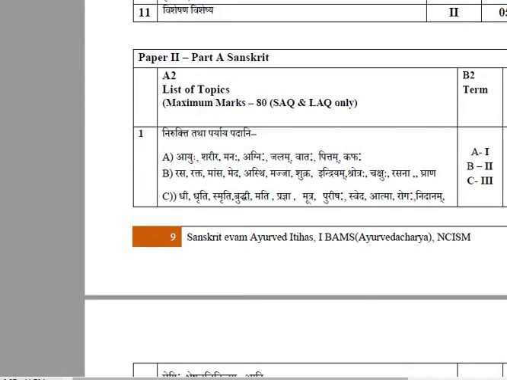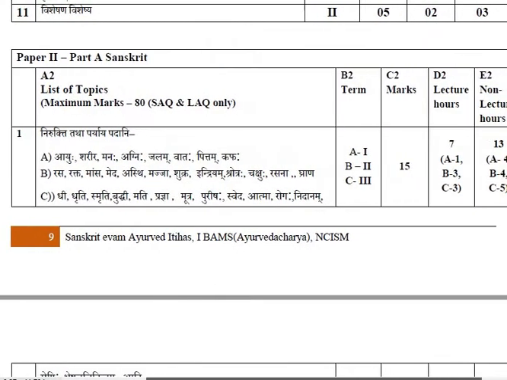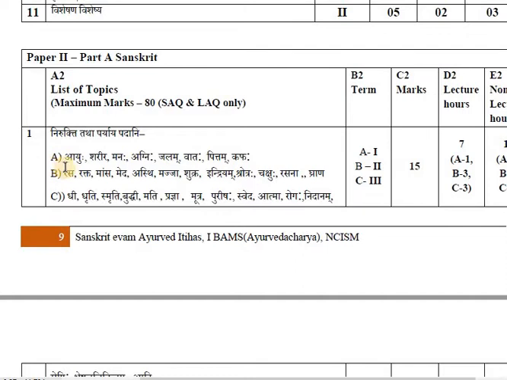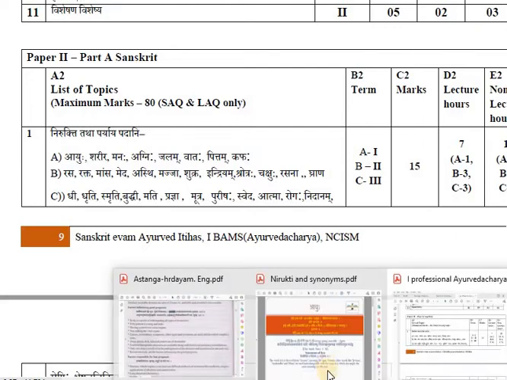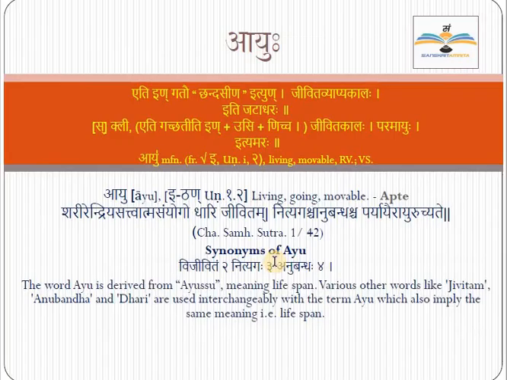In that, Nirukti tatha Paryaya padani. Paryaya means synonyms. In that, topic A: Ayuhu, sarira, manaha, agnihi, jalam, vataha, pittam and kapha. These words are there in term 1, so it is probable that they will be asked in the term 1 exam and in all periodic assessment exams. Let us start with the first word, Ayuhu.